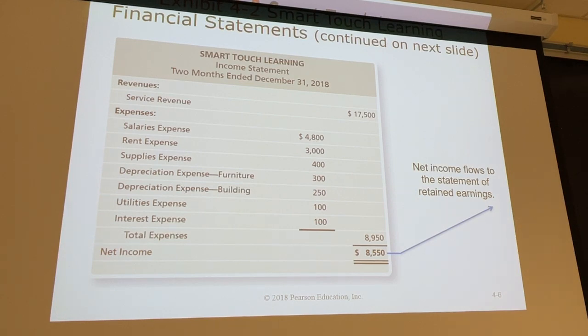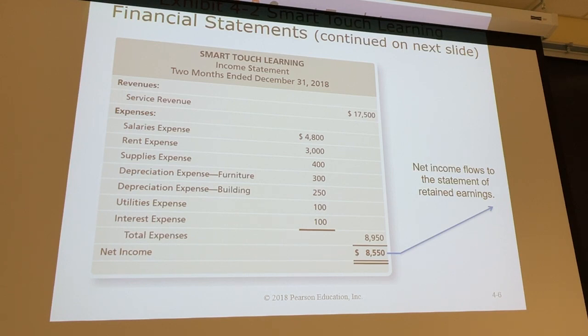It will look something like this, where first we list the revenue accounts. So far in chapters 1 through 4, we've only been working with one revenue account, which is service revenue. But starting with chapter 5 next week, we'll have more than one revenue account, so it will look a little bit different then. And then we list the expense accounts. When we subtract total expenses from total revenues, that leaves us with our net income. If our total expenses are more than our total revenues, then it would be a net loss instead of net income.